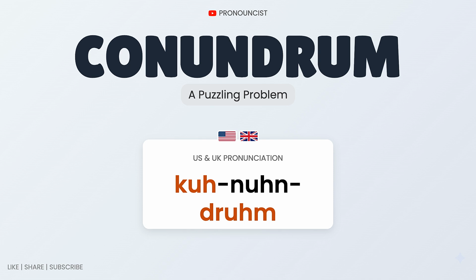Conundrum. Now read the syllables shown on the screen naturally. Conundrum. Stress none. Keep k soft and drum smooth. Conundrum. Practice repeatedly and you'll soon be able to say this word perfectly.